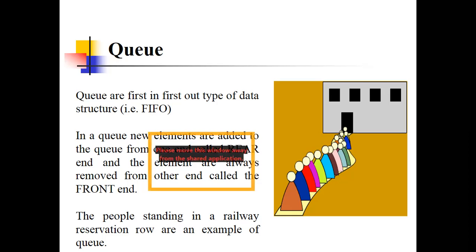Like if there is a bank and you went there at the first position, you will be there, and then there will be 10 more persons behind you. So you reached there first, so you will be served first. That is the concept of a queue in data structure. In a queue, new elements are added from one end known as the rear end, and elements are always removed from the other end, known as the front end. From the front end, you will be entertained.